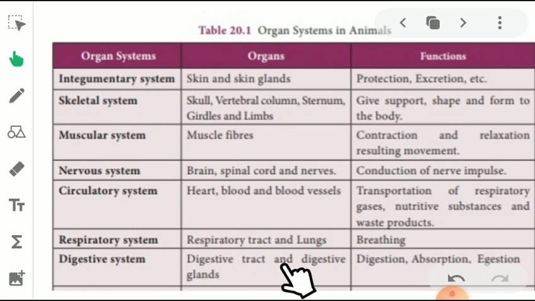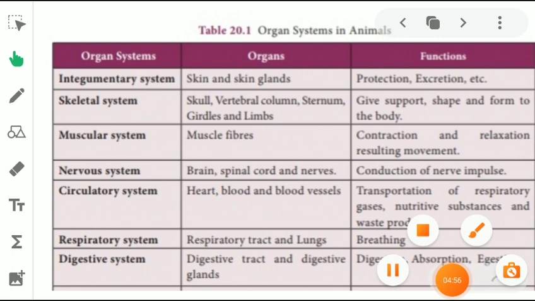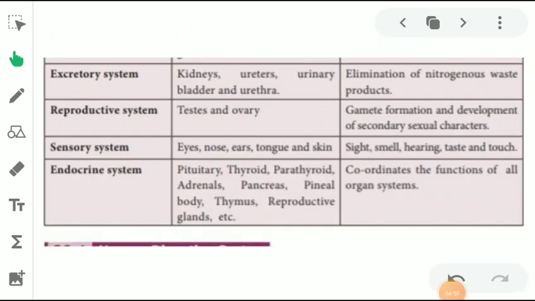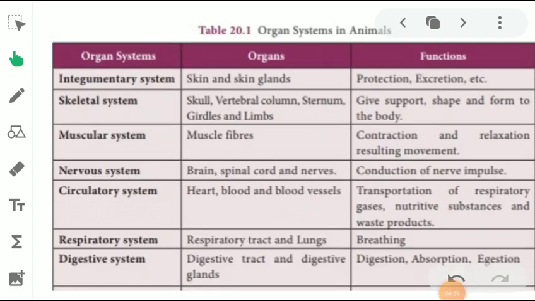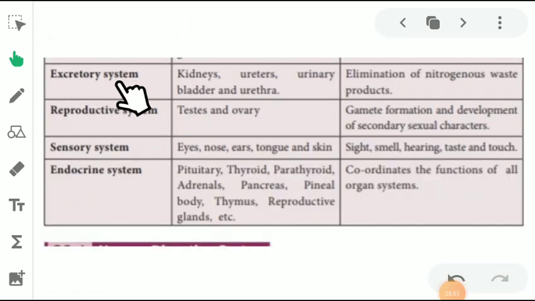Digestive system: digestive tract and digestive glands, digestion and absorption. Excretory system: kidney, ureter, urinary bladder and urethra, elimination of nitrogenous waste products. Reproductive system: testes and ovary, gamete formation and development of secondary sexual characters.